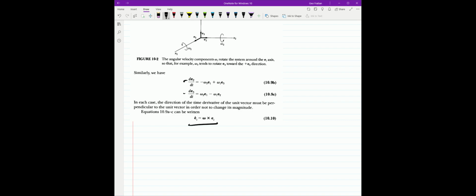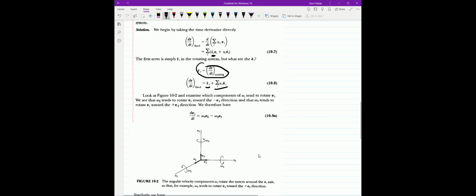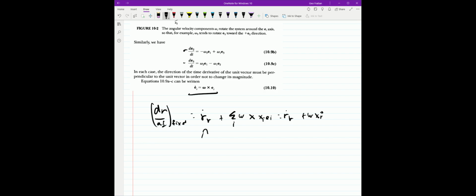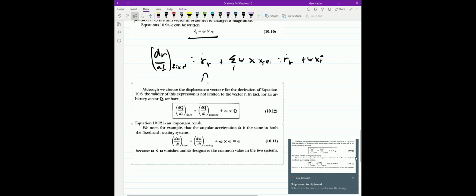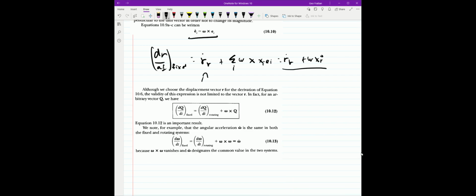And then we can basically rewrite our dr dt fixed as r dot r, and this is in the rotational frame, plus the sum over i of omega cross xi ei, which is just equal to r dot r plus omega cross r, which is the same result as up here. So we saw that we get the same thing. So although we chose our displacement vector r in our derivation of 10.6, 10.6 is this equation right here that we just re-derived in the example.